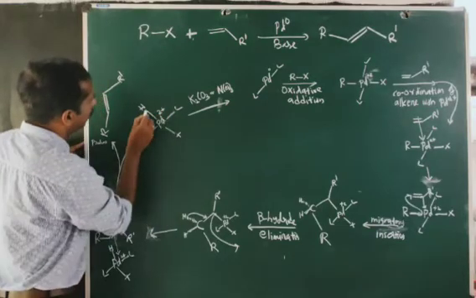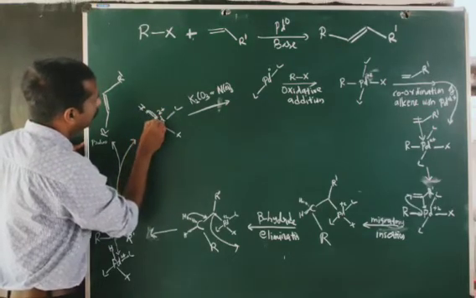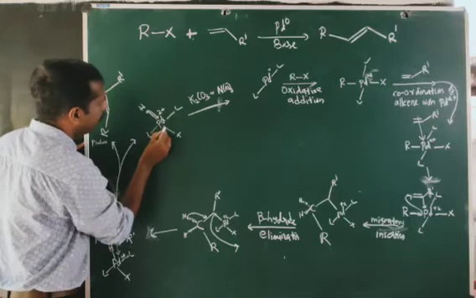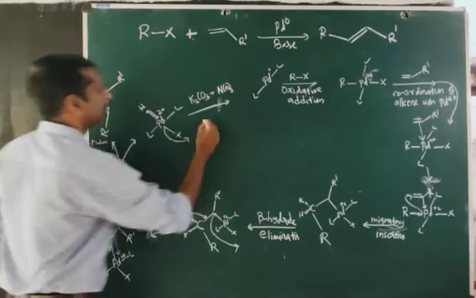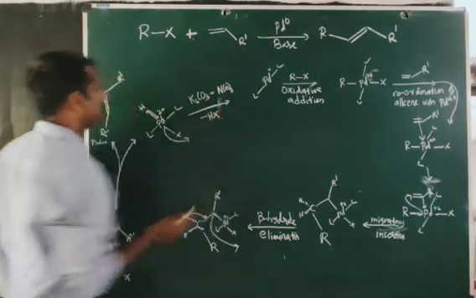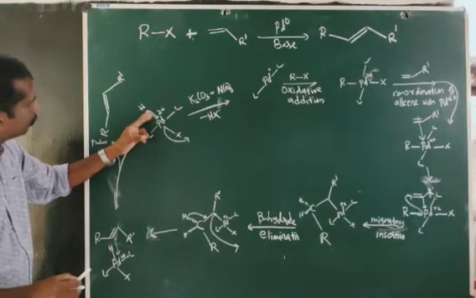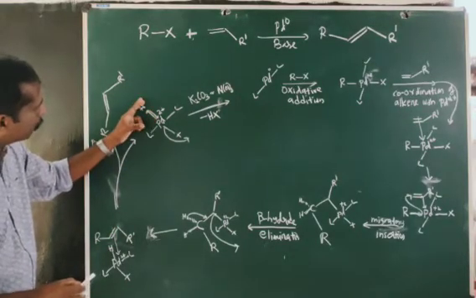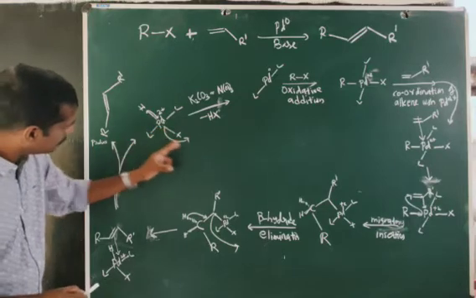So you can see that the bond breaks from hydrogen and it will be shifted to palladium. Simultaneously, the X leaving group is eliminated, that is minus HX. This bond breaks from hydrogen, the proton is removed, and this bond is breaking as X minus.